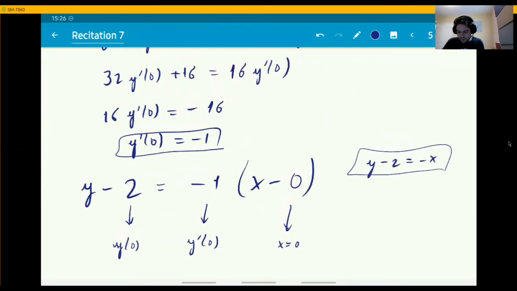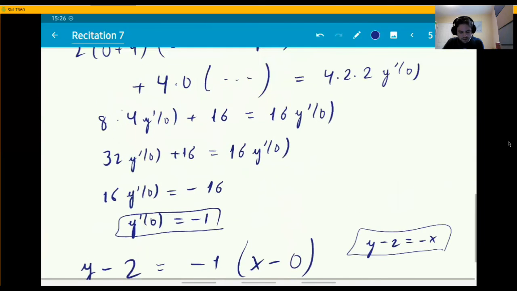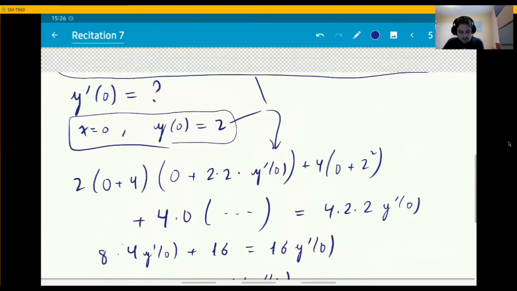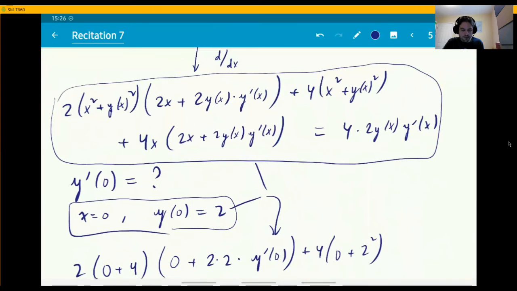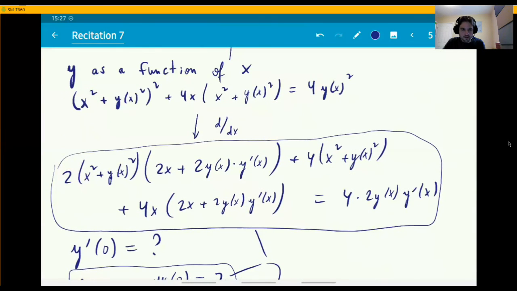So what's the important thing to take from this problem is that notice that we only plugged in the actual value of the point. We knew x was 0 on the point, but we actually only plugged that in after differentiating the original equation of the curve. I did not plug in the value first and then differentiate. That's bad. You never do that.